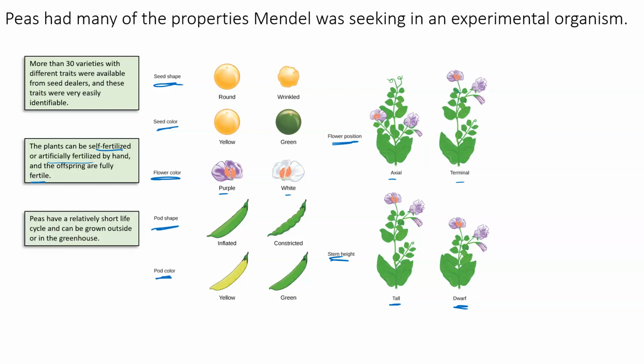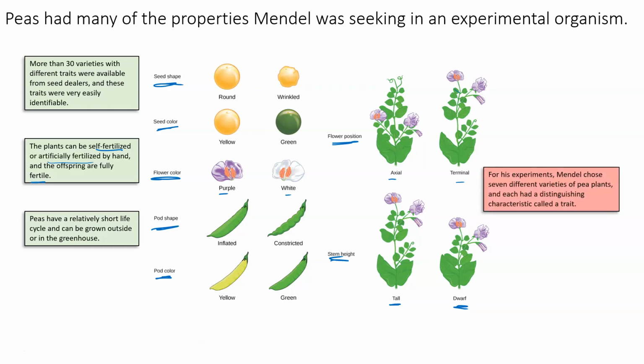Peas have a relatively short life cycle, like we talked about in the last video. They can be grown outside, they can be grown in a greenhouse, they don't take up much room, they don't move, they have very easy housing requirements, okay? They just need water and sunlight and ample space, but the space that they require doesn't take up much space. And so when he looked at all of these different properties, he determined that peas were the perfect organism for him.